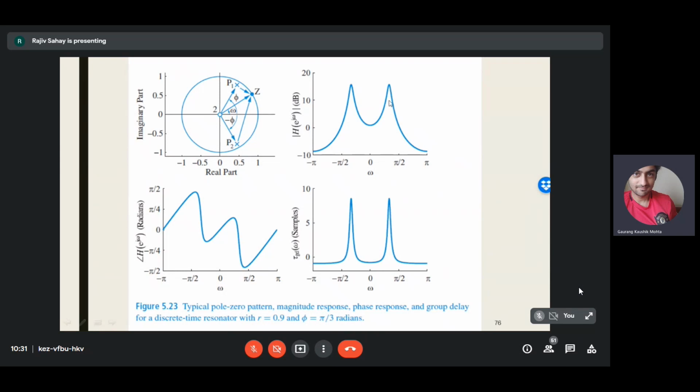So can you see my cursor? All of you can see my cursor? Yes, sir. So this particular peak is located at around pi by 3.